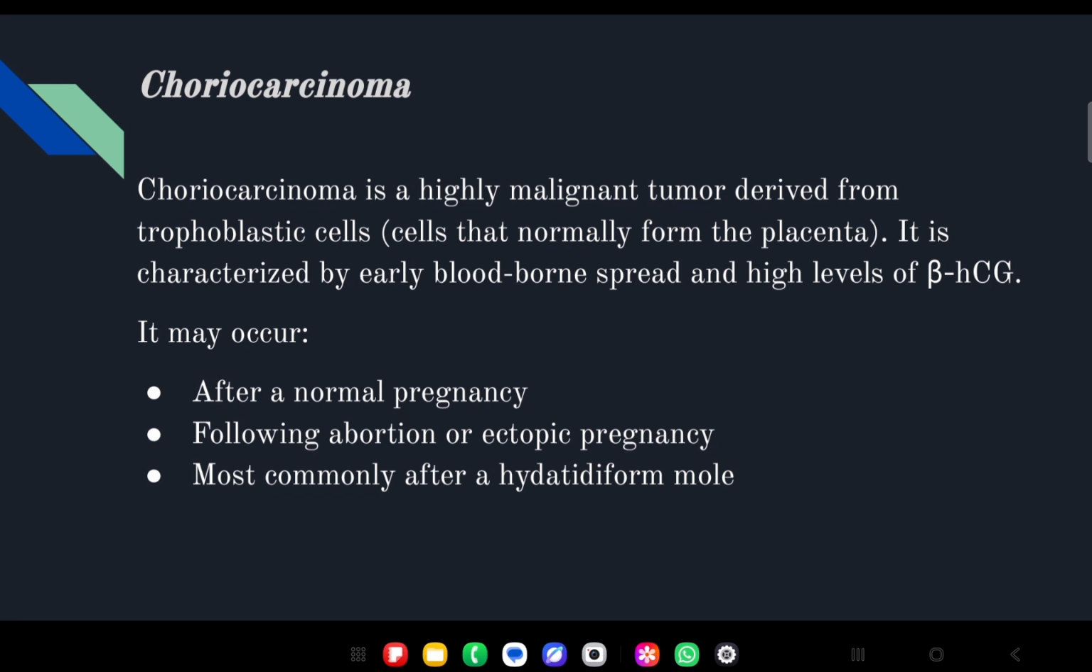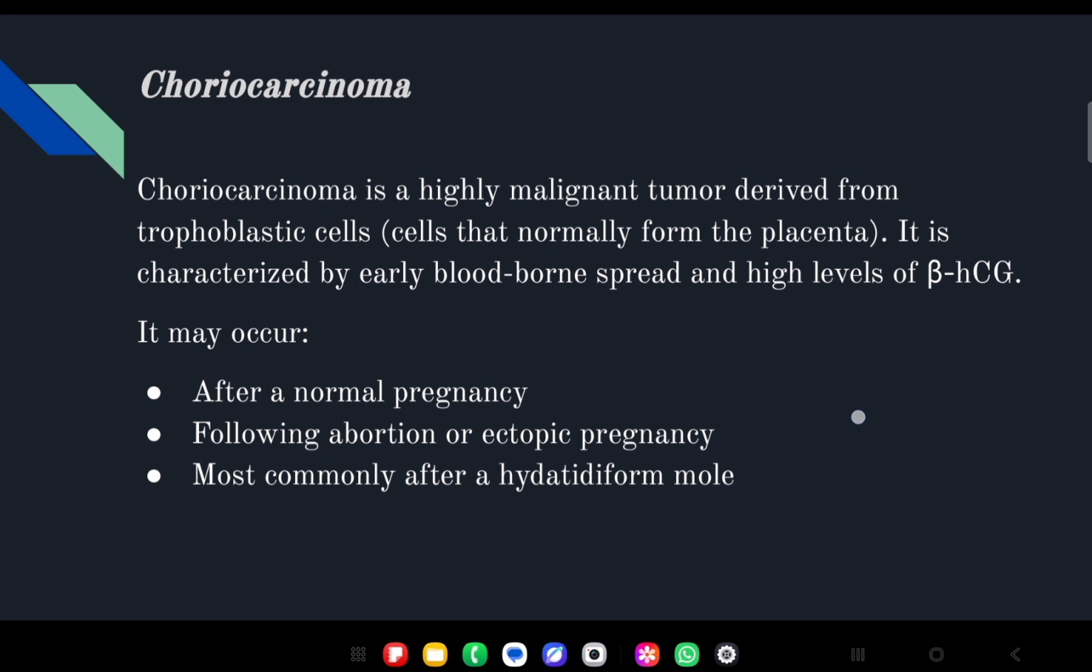Now, let us move on to the other type of malignancy. It is choriocarcinoma. Choriocarcinoma is a highly malignant tumor derived from trophoblastic cells that normally form the placenta. It is characterized by early blood-borne spread and a high level of beta HCG. Means as it is a malignant condition, it has a chance of spreading through blood, and it originates from the trophoblastic cells.